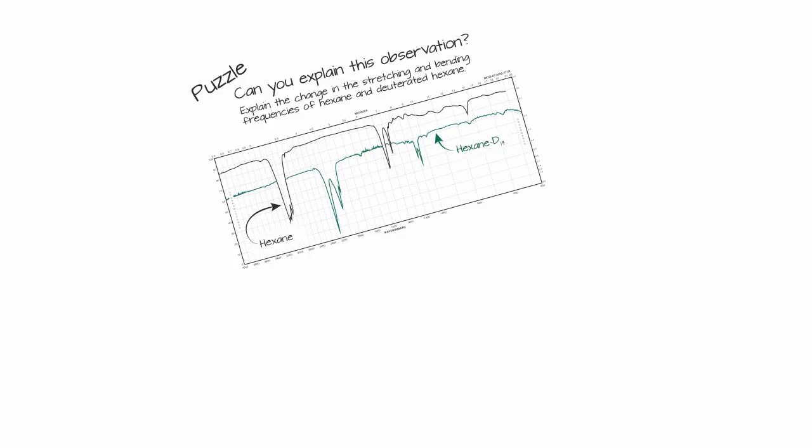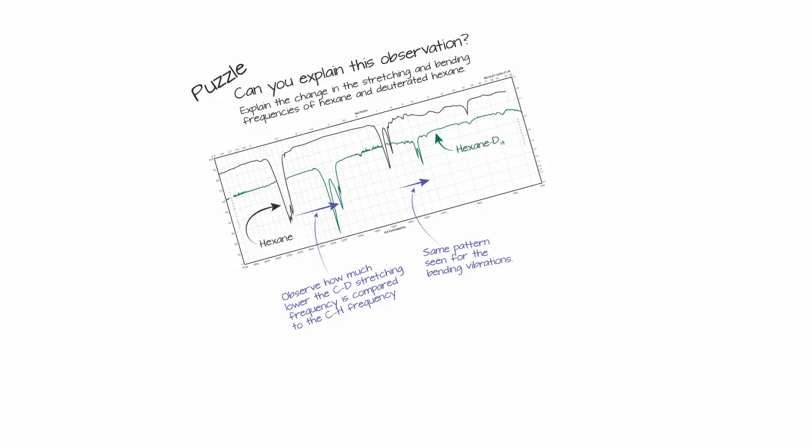I invite you to use Hooke's law to calculate the frequencies with deuterium and see if they come out close to the frequencies that we observe in this spectrum. Remember, we calculated the CH stretches there for hexane, and we saw that they were around 3,000. Can you get a similar number for the CD stretches in deuterated hexane? And the same for the bending. Can you see how much it changes? So I challenge you to do that math and see if you get the results.